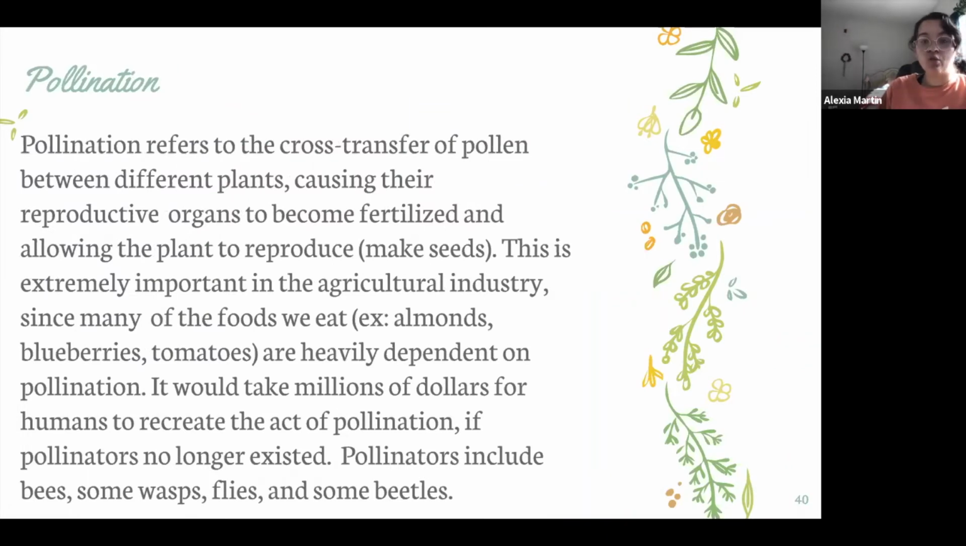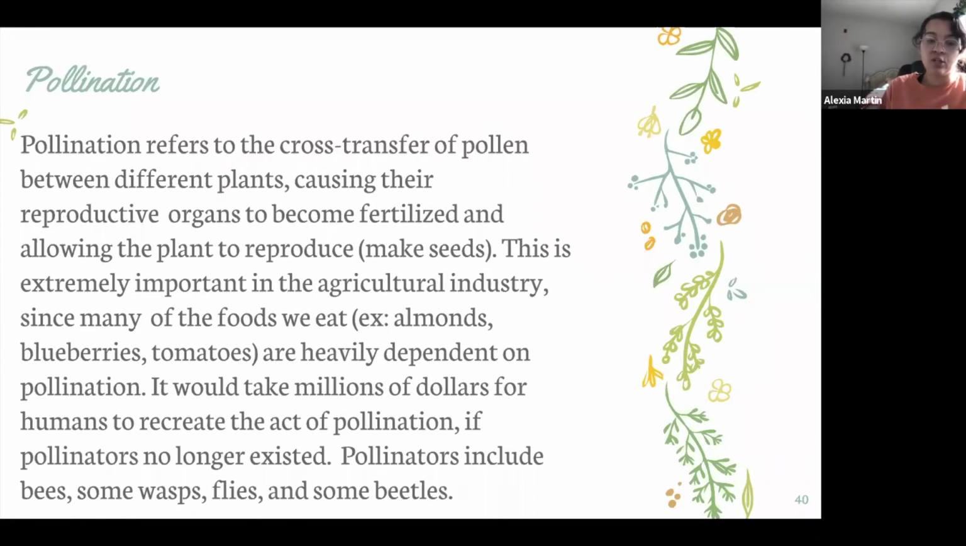Pollination refers to the cross transfer of pollen between different plants, causing their reproductive organs to become fertilized and allowing the plant to reproduce. So basically, pollen is being transferred between one flower and another flower, which causes the flowers to be able to make seeds. This is extremely important in the agriculture industry since many of the foods we eat, such as almonds, blueberries, and tomatoes, are all extremely dependent on pollination. And it would take millions of dollars for humans to recreate the act of pollination if pollinators no longer existed. So this is one of the reasons we really need to protect our pollinators.